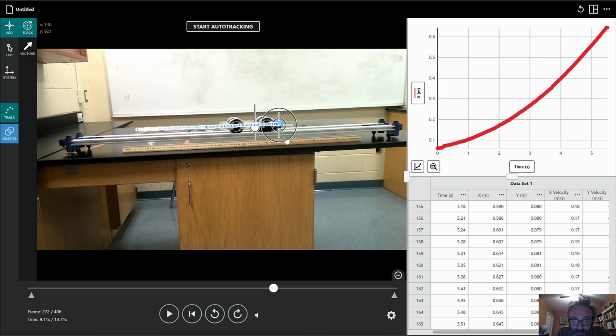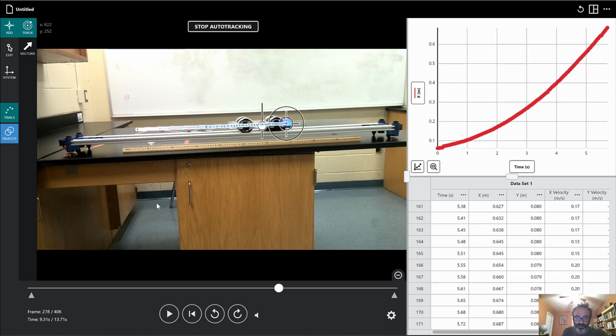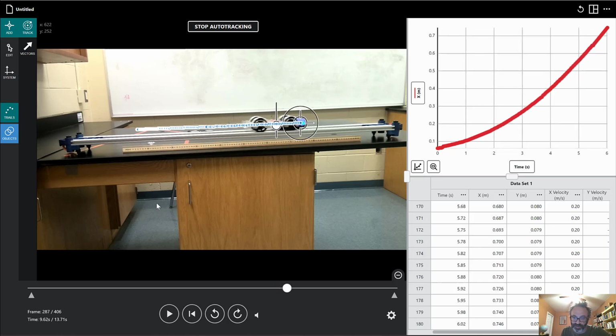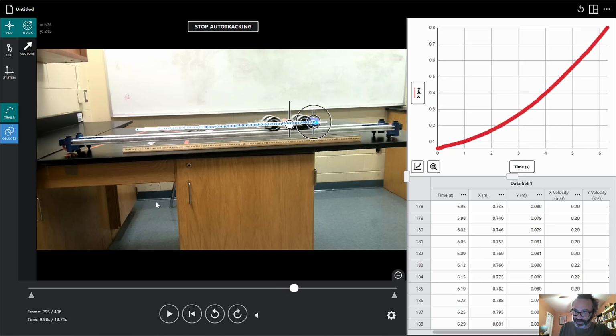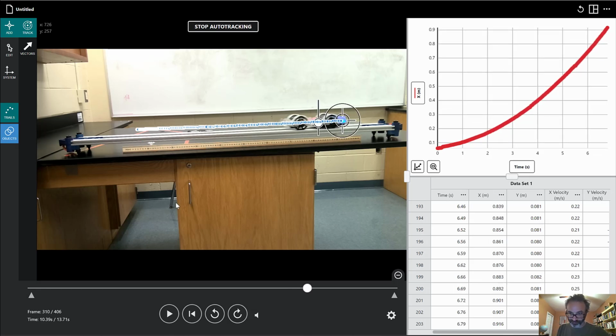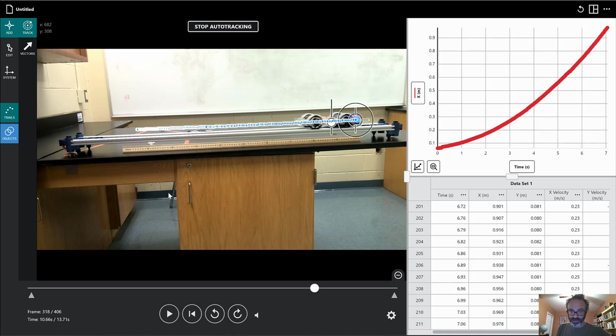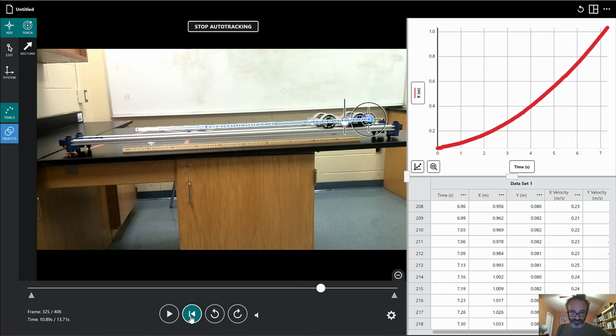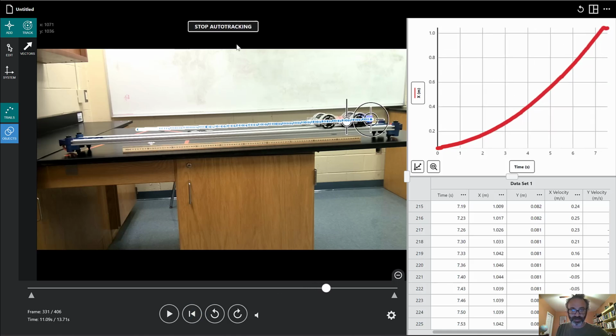I lost it again, but we put it right over and start again. If it misses a few frames, it's fine. You've got so many data points. A couple of weird ones will average out. And there we go. We can probably stop there. Okay, stop.